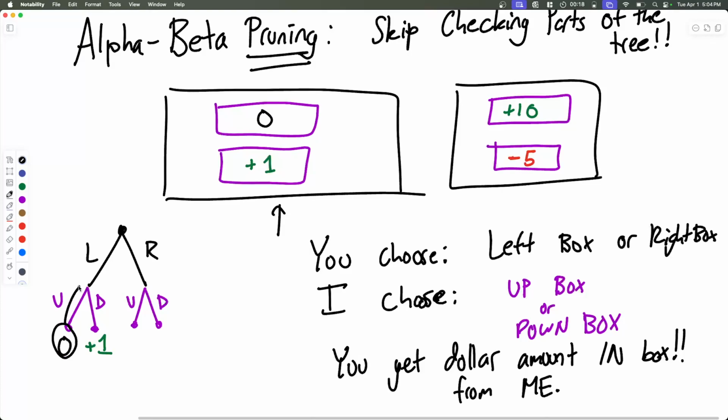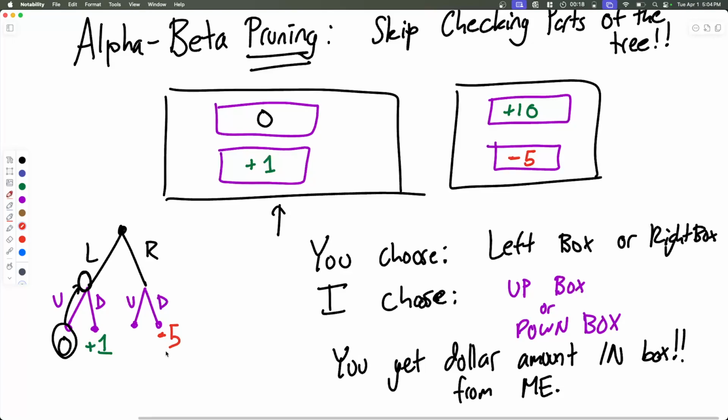So this 0 value floats up the game tree by one level. From your point of view, you have figured out by this little logical exercise that if you choose the left box, you will definitely get $0, because that is the minimum value in the left box, and I am trying to minimize your money. Very nice. Now you start thinking about the right box, and you open it up. Let's say you open up the down first, and you discover that it is a -5.